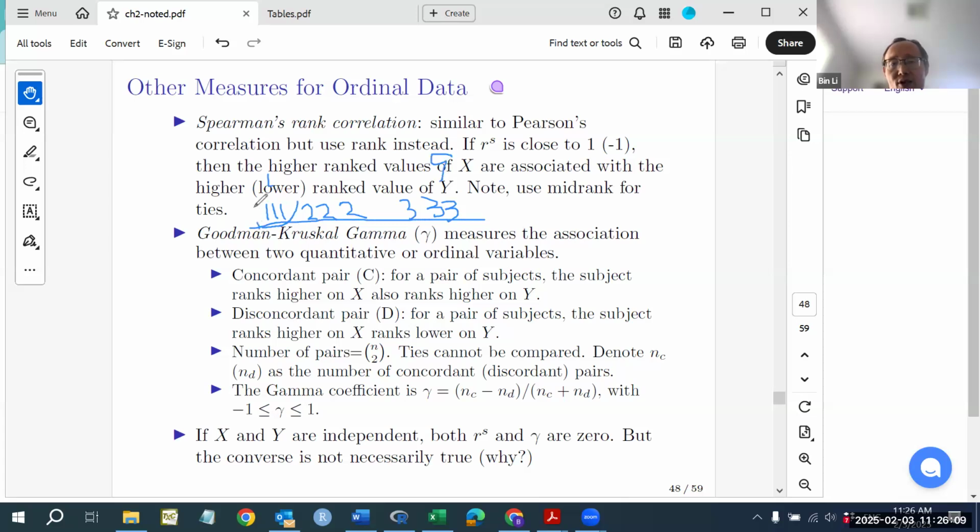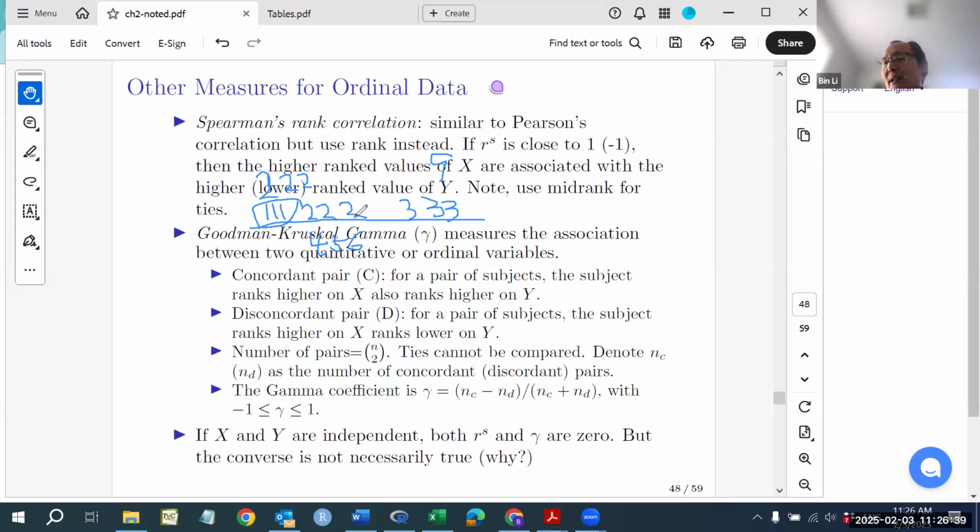But since the first three are a tie, instead of assigning them 1, 1, 1, we can just use the mid-rank 2, 2, 2 as these three observations' rank. Then the next three are the 2s, so that's the second rank. Since we used 1, 2, 3, they should have rank 4, 5, and 6, right?